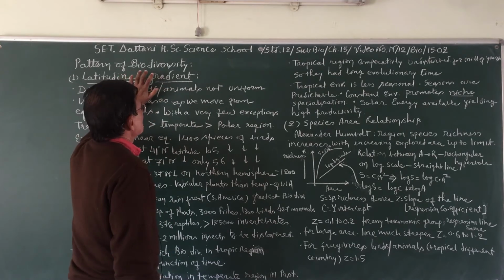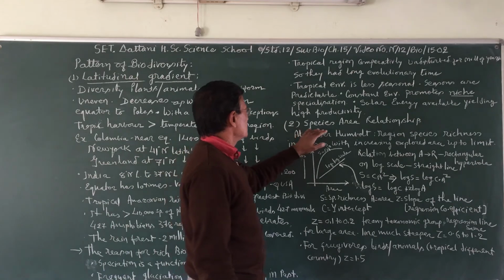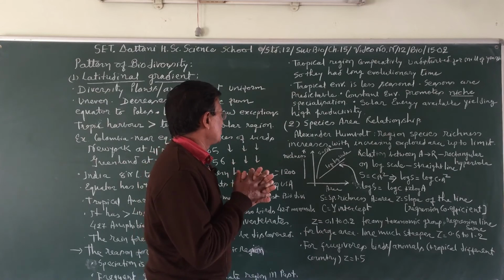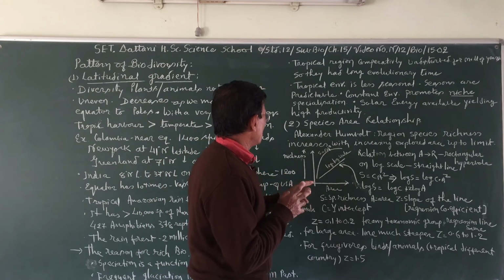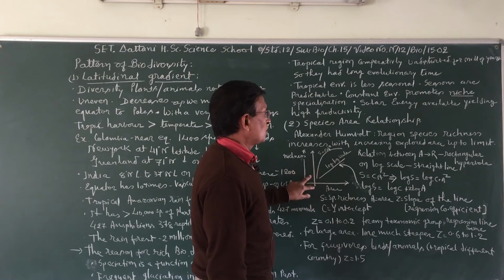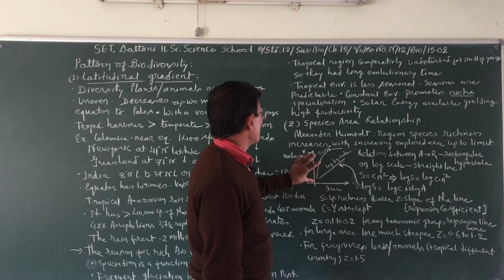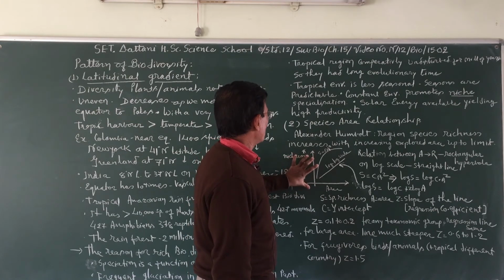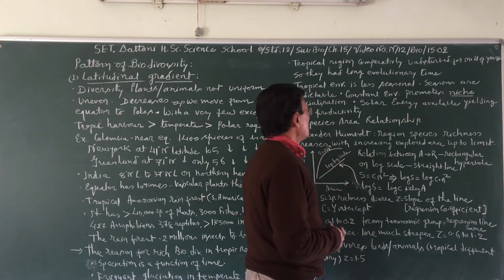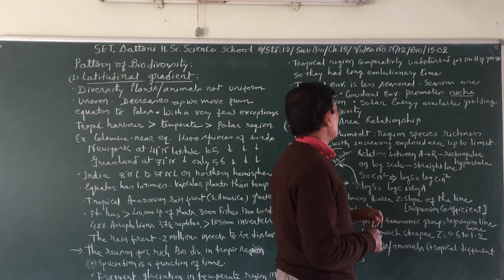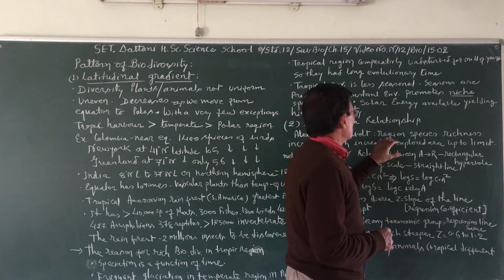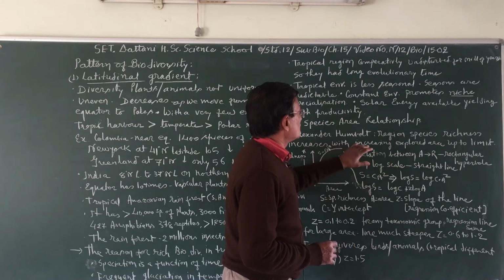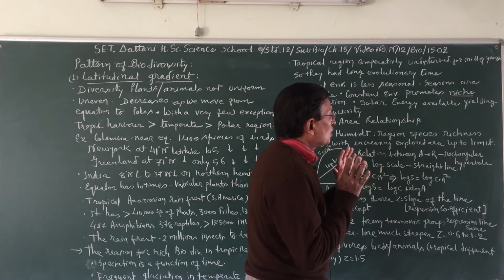Now, so far as the second pattern of biodiversity is concerned, it is the species area relationship. In the species area relationship, the richness against the area is drawn, and the graphical presentation of area versus richness of the species is drawn here. Alexander Humboldt was a naturalist and geographer who taught that species richness increases with increasing explored area up to certain limits only.